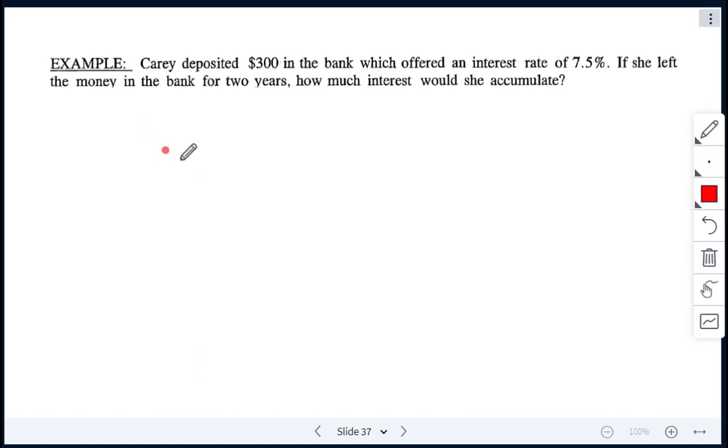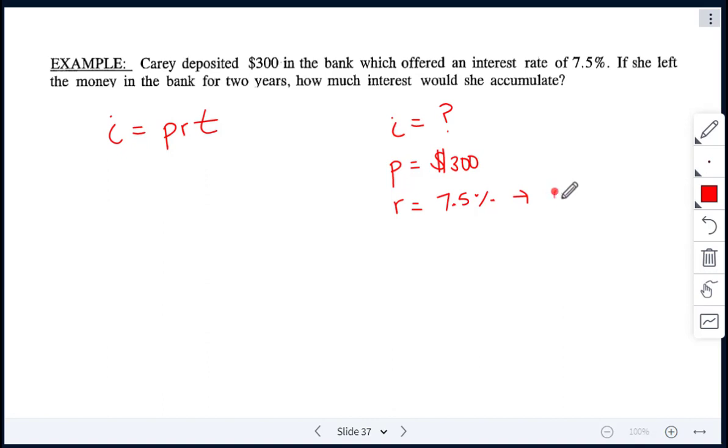So our formula is I equals PRT. Interest is what we're trying to calculate, so that's what we don't know. The principal amount is how much she put in there, which is $300. The rate is 7.5%. When we change that to decimal form, that would be 0.075. And then T is the time, 2 years.